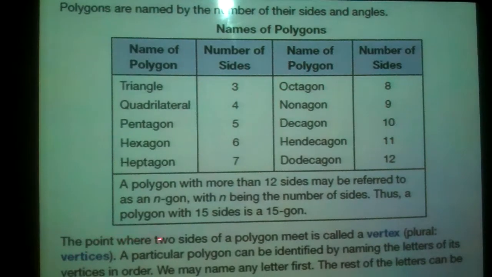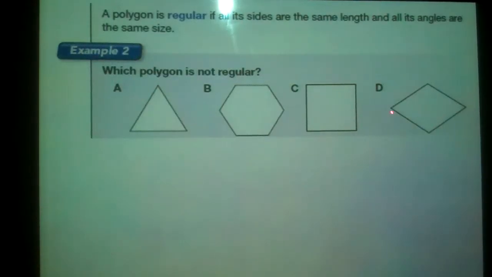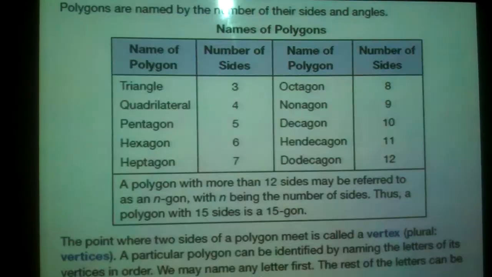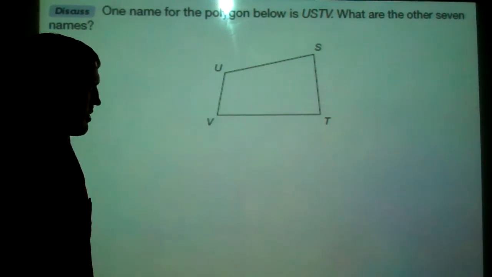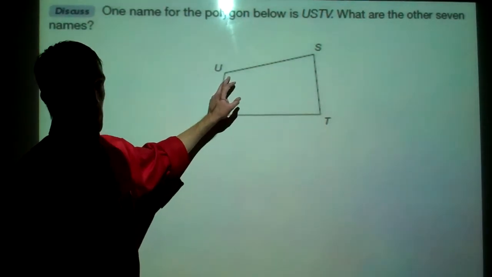And the point where two sides of the polygon meet is called a vertex, or for plural, vertices. So if we go back here real quick, anytime you see a point, these are called vertices, okay, where two segments meet. And one name for this polygon below is USPV. USPV. There are 7 other names. I'm not going to show all 7, but what we need to make sure happens is we go in order. We can't be skipping around.